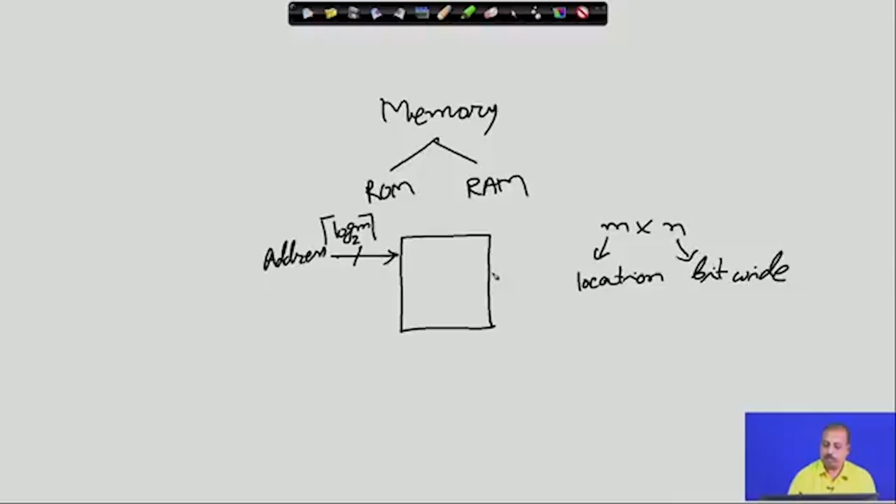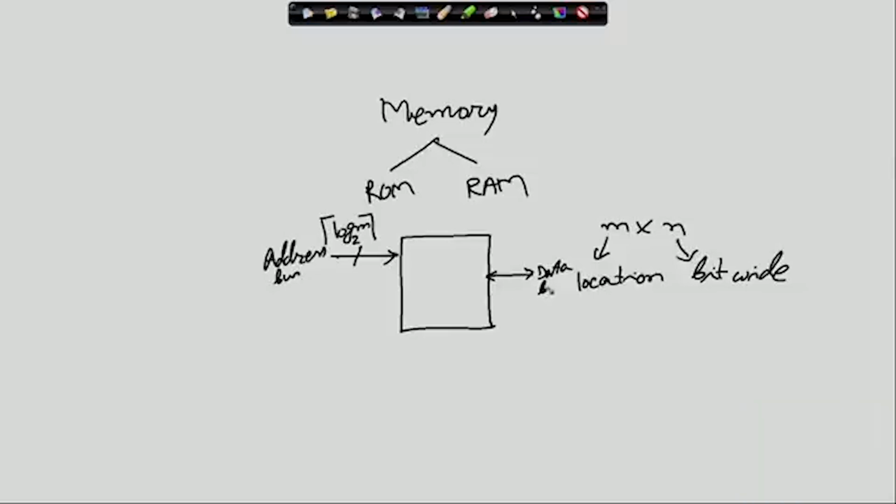Similarly, I will have the output, which is given by the data. This is often known as the address bus, and this data part is known as the data bus. This has n number of lines, since each location has n bits, so I need n lines to get the data of those n bit values.